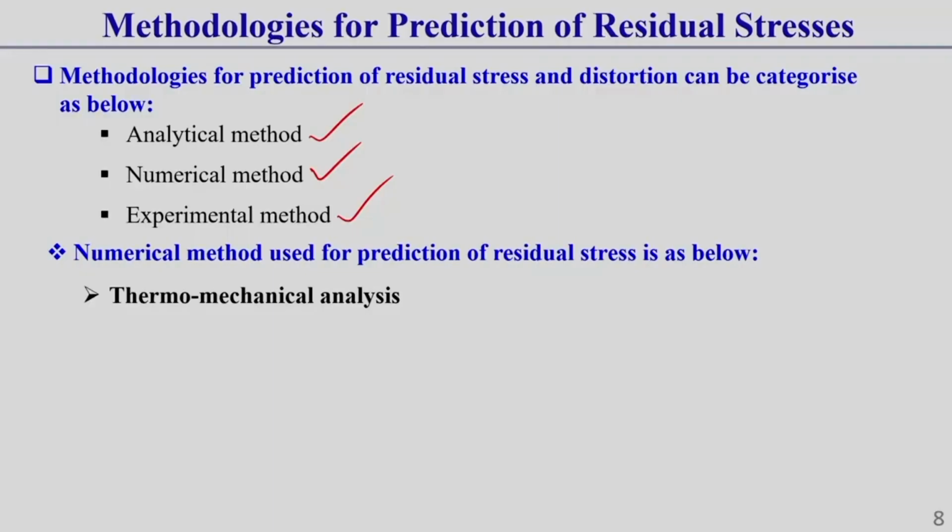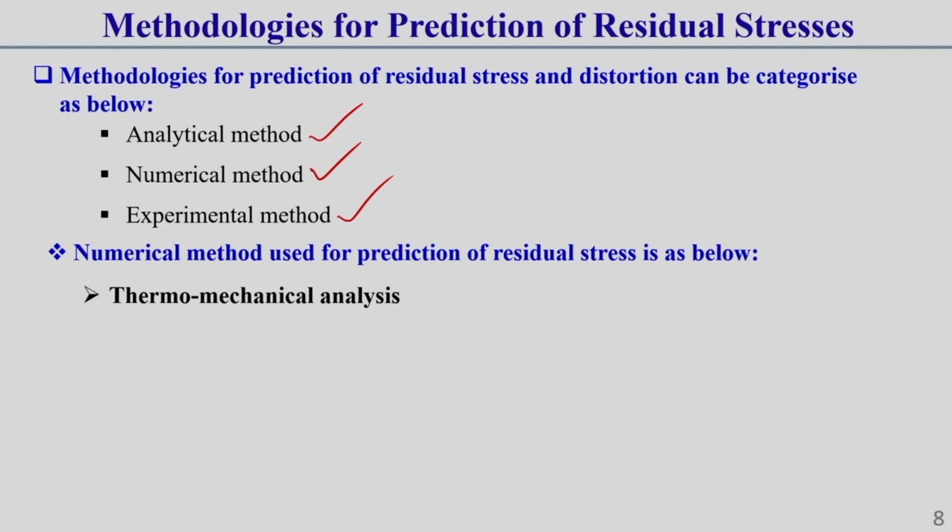Analytical method means there is some direct formula, and by using that formulation we can predict or calculate the residual stress. In the numerical method, there is an approximate method, which will give an approximate value of residual stress, like the finite element method and the finite difference method. These are the different types of numerical method. By using these numerical methods we can predict the residual stress, and in the experimental method, by doing an experiment we can also find out the residual stress.